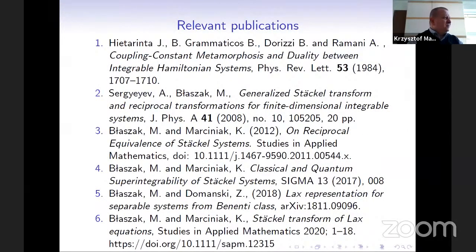Some relevant publications. Maybe I can send you, Celestine, my presentation so that you can have these references. This is the classical paper of Jarmo Hietalinta, Grammaticos, Dorizzi and Ramani in 1984, where, as I told you, this Stäckel transform has been primarily called coupling constant metamorphosis. This is the paper in 2008 of Maciej and Artur, where they generalized it into a multi-parameter transform. What I am going to say today is basically in this paper number 6, published in Studies in Applied Mathematics last year. So most of the things that I am going to speak about today can be found in publication number 6.